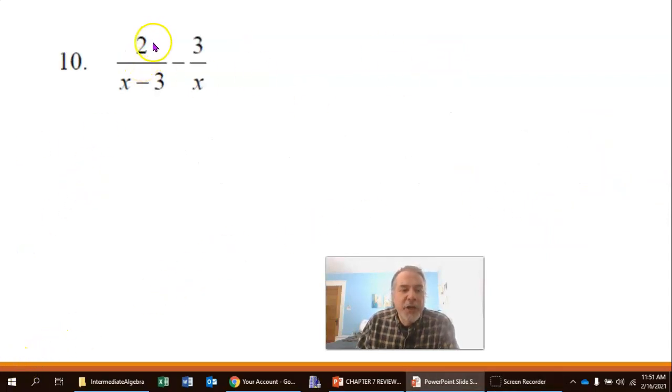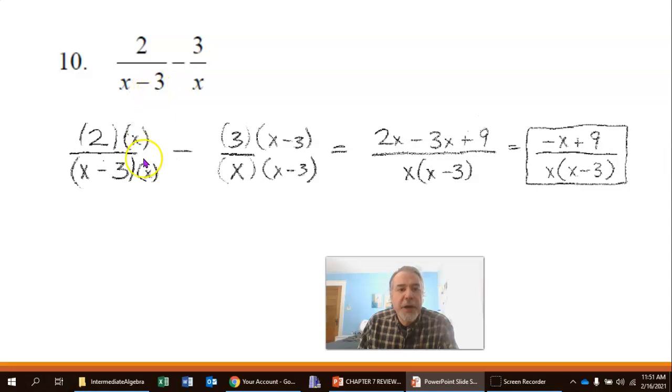And another subtraction, 2 over x minus 3 minus 3 over x. To get these the same denominator, I have to do it by multiplying, and they don't really have any common factors, but I'll just have to get my common denominator by multiplying the first denominator by x and the second denominator by x minus 3. And then both denominators will have x minus 3 times x multiplied together.